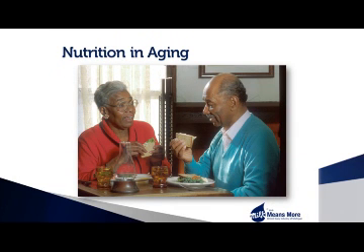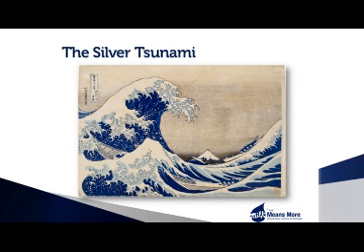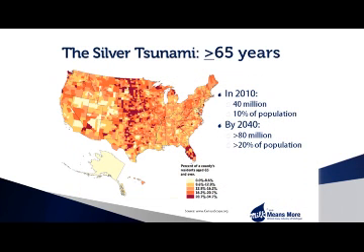Section 3. This section reviews the role of nutrition to support healthy aging. The silver tsunami poetically describes the rapid growth in number of Americans who are 65 and older. 2010 census data put the figure at 40 million, about 10% of the American population. By 2040, that figure will double.